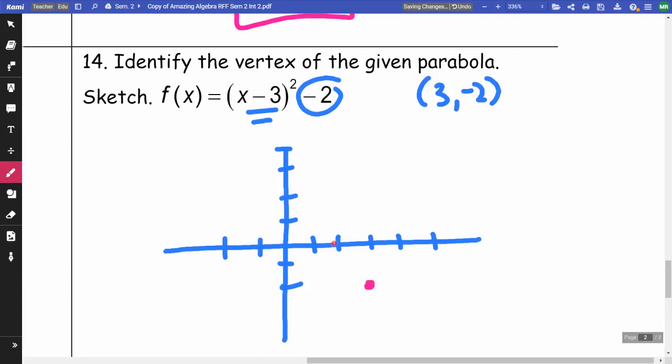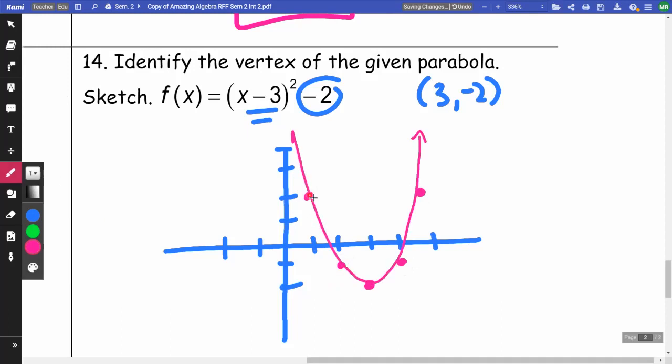And now from here, I am going to go over 1. 1 squared is 1. So I'm going to go up here, and it's going to be the same on both sides. If I go from my vertex out 1, 2, 2 squared is 4. So I'm going to go up 1, 2, 3, 4. And so on. And there's my parabola.